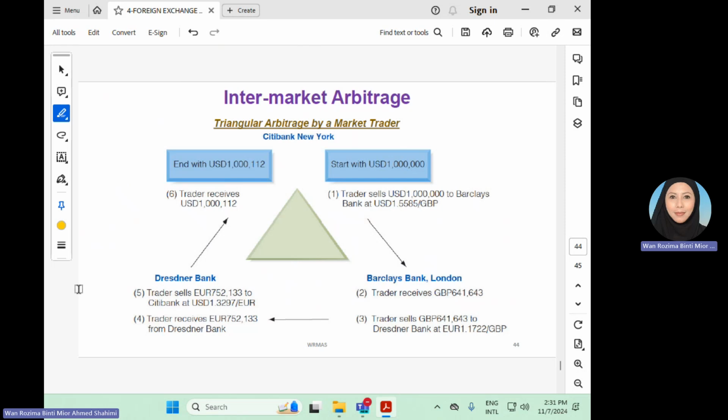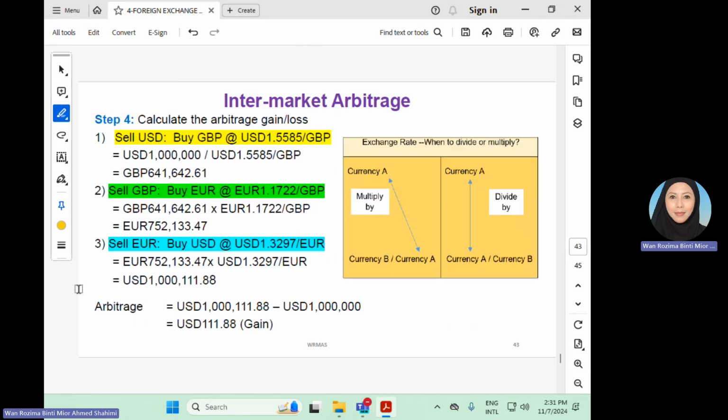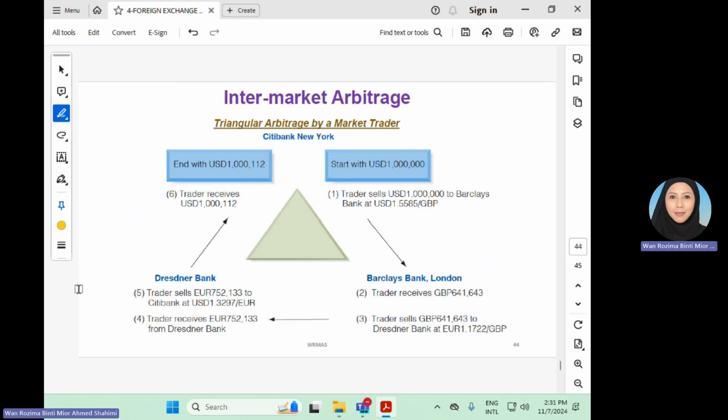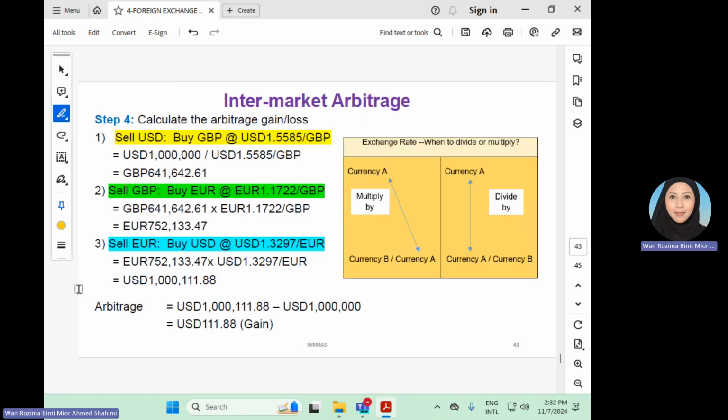Okay, so you can see you start with 1 million and then you end with 1,112,000, and this is your profit between these two. Okay, so in the examination, Miss, which one should I choose, this steps or this step? I'll leave it to you. But personally, I like this method. Choose either one. You don't have to do both.